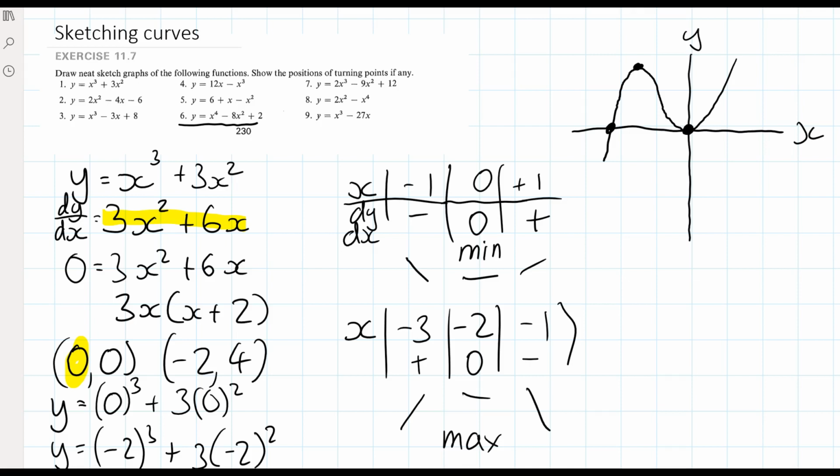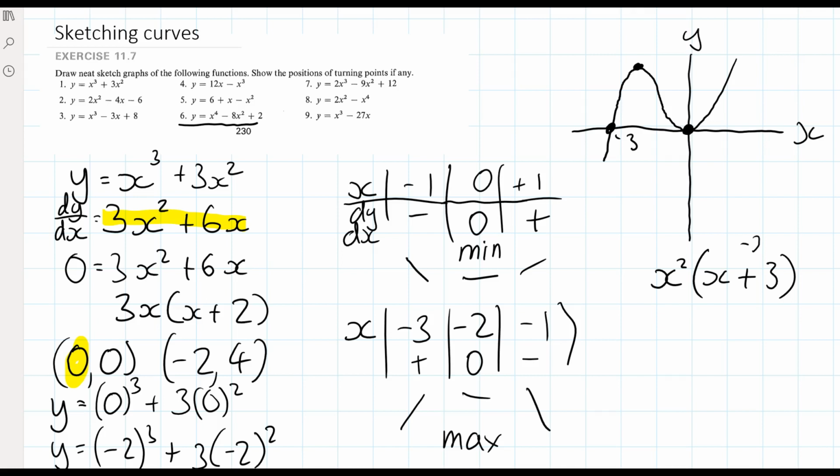So if I factorize the original equation, I get x squared outside of x plus 3. And that gives me a 0 at negative 3. So I know that this one is negative 3. And that's a complete sketch of the curve.